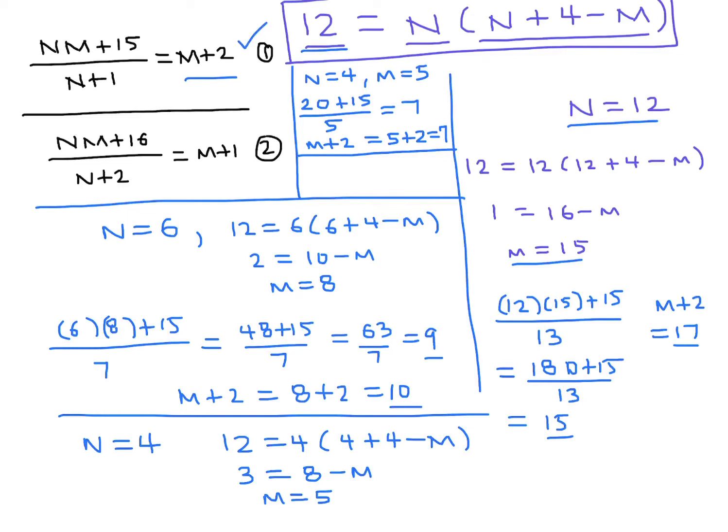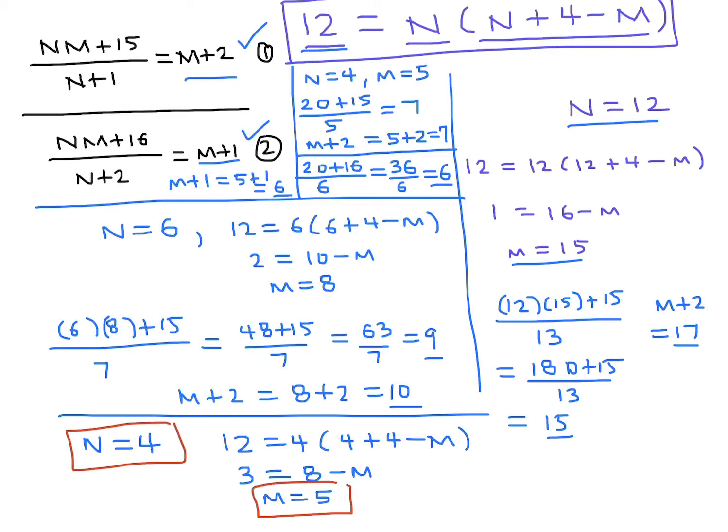Now we got to verify number 2. nm plus 16, so 20 plus 16, all over n plus 2, which is 4 plus 2, which is 6. So we got 36 over 6, which is 6. And that has to equal m plus 1. m plus 1, m is 5. 5 plus 1 is 6. Perfect. So 6 is equal to 6. We have verified both of them. So the correct answer is n is 4 and m is 5.